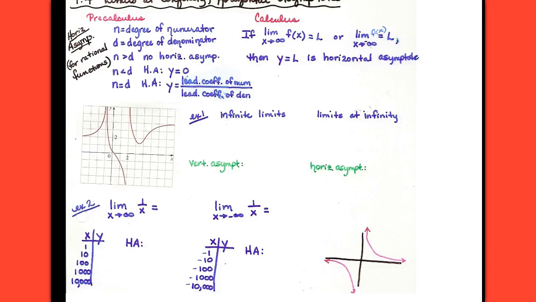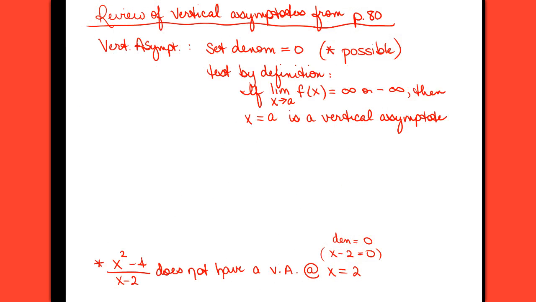Limits at infinity and horizontal asymptotes. You might remember back in sections 2.2 and 2.4, back from page 80, we learned that a vertical asymptote was possibly where you set your denominator equal to 0. In Precalc, we had learned that if you reduced your rational function down to its lowest terms, and then you set your denominator equal to 0, that typically gave you a vertical asymptote.